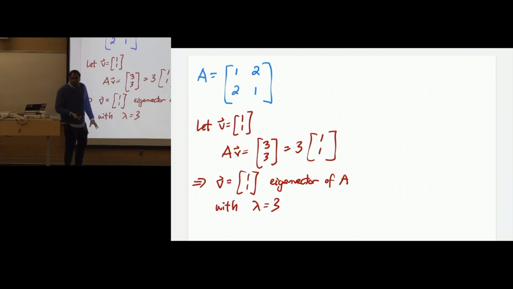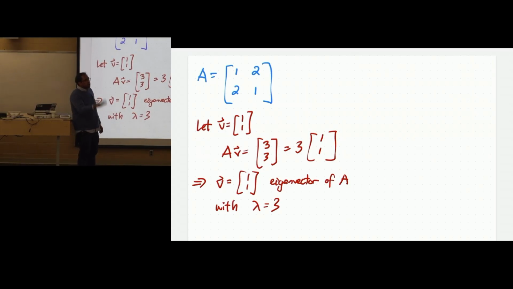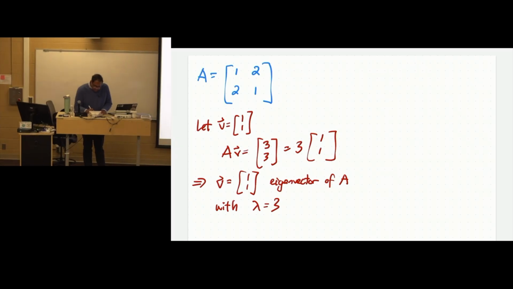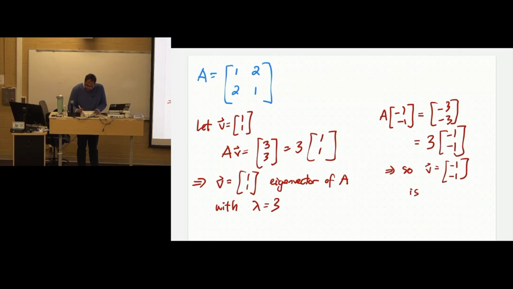Now the thing is, this is not the only eigenvector with an eigenvalue of 3. Can you tell me another one? Like, sure, it's true that if you multiply A by (1, 1), you get 3 times the original vector. Can you give me another vector that satisfies that property? If I multiply it by A, I get 3 times the original vector. Any guesses? Yeah. (-1, -1). What does that give me? Well, it gives me (-3, -3), which is still 3 times whatever I started with. So (-1, -1) is also an eigenvector of A with lambda equals 3. Same lambda.